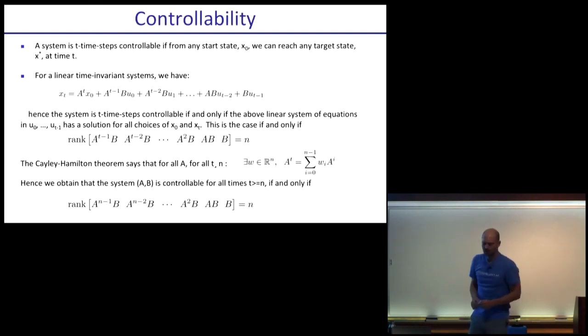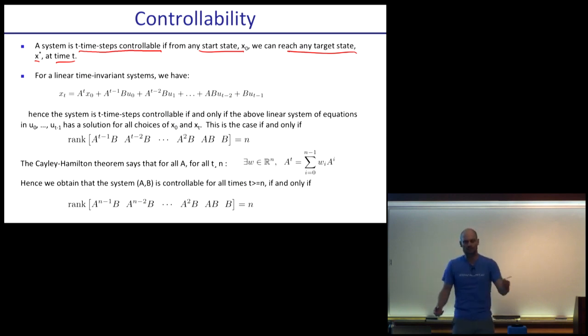Here's another idea that comes back a lot in control theory called controllability. What is controllability? So let's look at some definitions. A system is t time step controllable if from any start state x0 we can reach any target state x star at time t. So that's intuitively something about how well you control the system, right? If you can go from any start state to any other state that somebody proposes to you, then clearly you have some control over that system. And t time step just means that you can do it in t time steps.